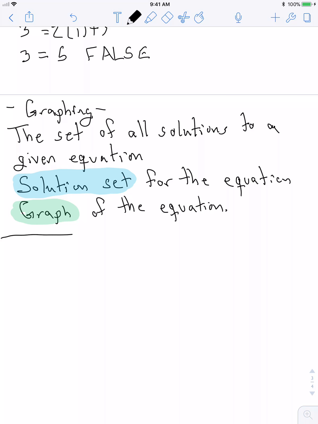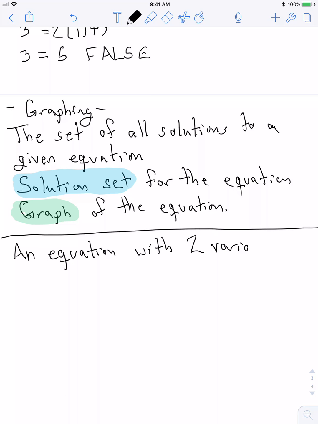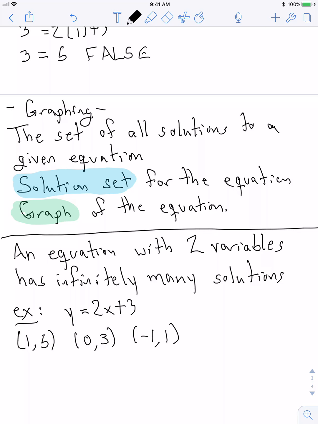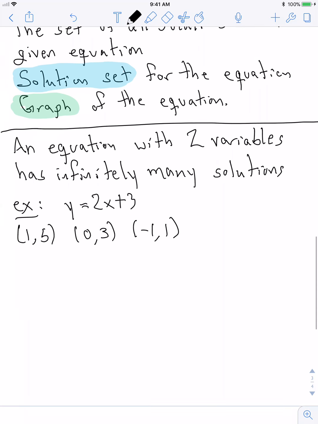And this might seem a little bit intimidating. And that's because an equation with two variables has infinitely many solutions. If we go back to our example of y is equal to 2x plus 3, we saw (1, 5) is a solution. But if we let x equal 0 and y equal 3, we have another point that's a solution. As a matter of fact, we could let x equal negative 1 and y equal 1 and get yet another solution. So how do we take this infinitely many collection and make them something that we can look at and use?